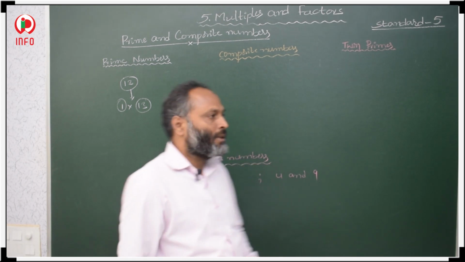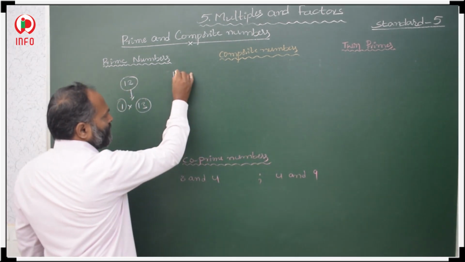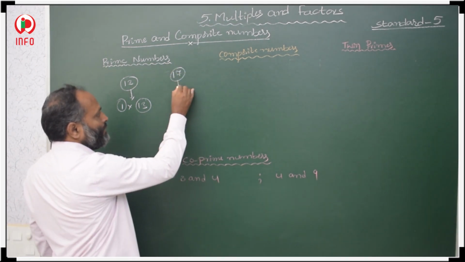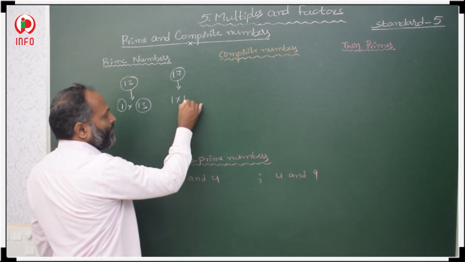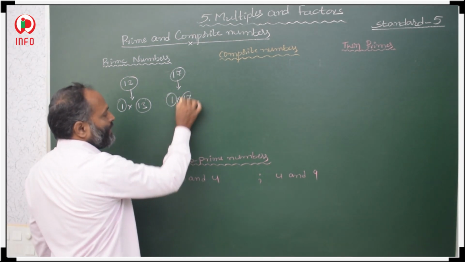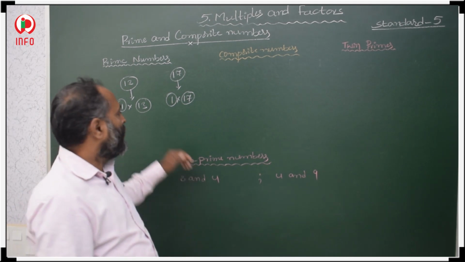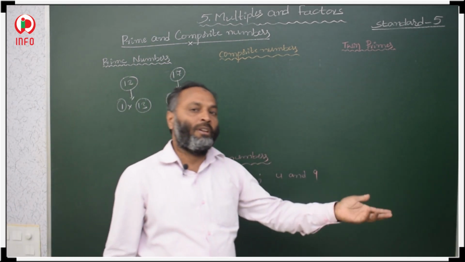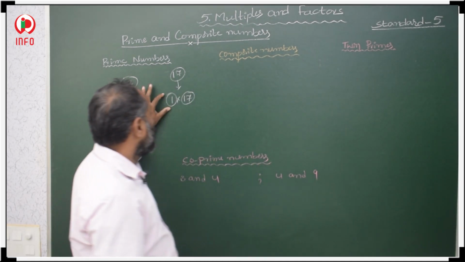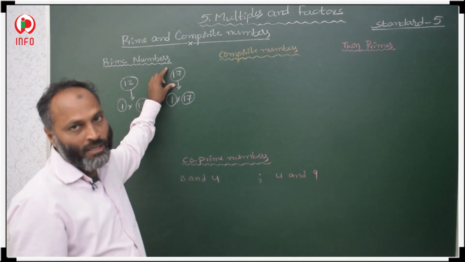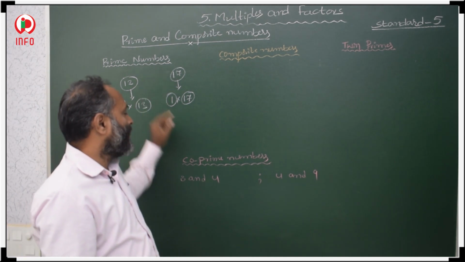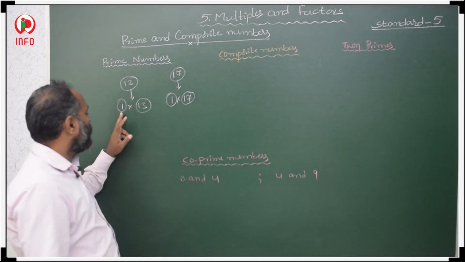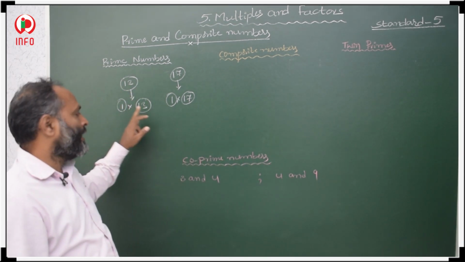Prime numbers like 17. 17 is also a prime number. 17 is divisible by 1 and itself. 1 17 is 17, 17 ones are 17. In other tables, 2 table, 3 table, 4 table, 5 table, we won't get this 17. Only in the 1 table and the 17 table will we get 17. So it means 17 has only 2 factors, 1 and itself. 13 also has 2 factors, 1 and 13.